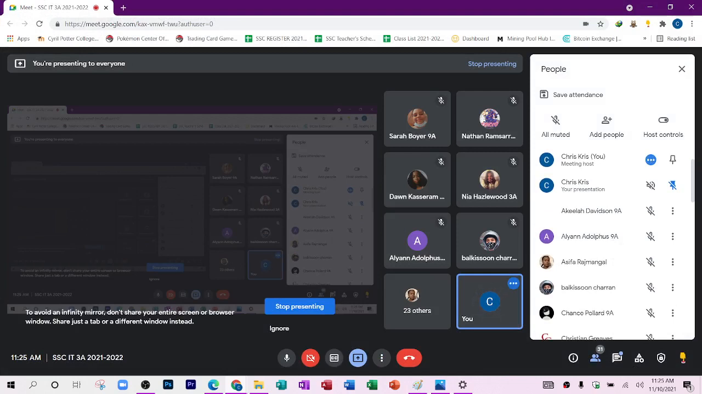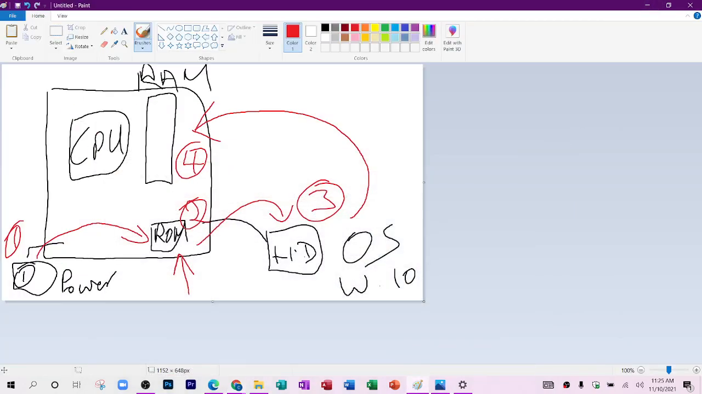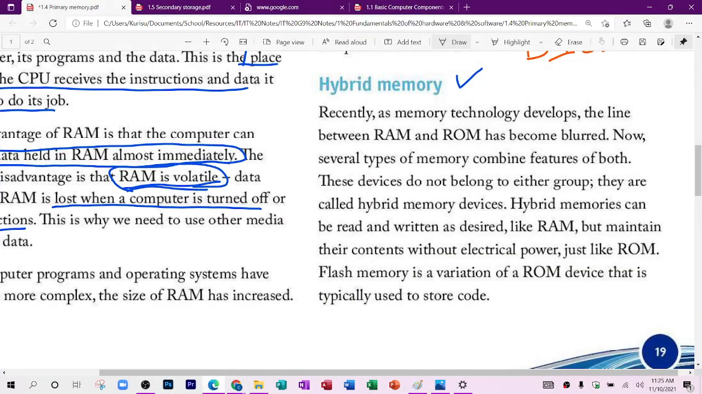Chansey. Yes, sir. Can you read for us the next paragraph, hybrid memory?